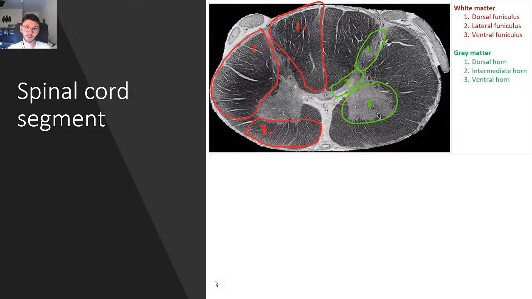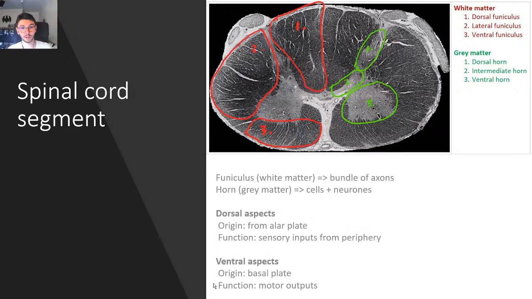So we'll look a little bit at the spinal cord segment. This is quite common, you might be asked questions about this. So it's a cross-section, and what we're looking for here is the different parts. So we have the funiculus, which is the white matter, which appears dark. So it's the white matter because it has bundles of axons.